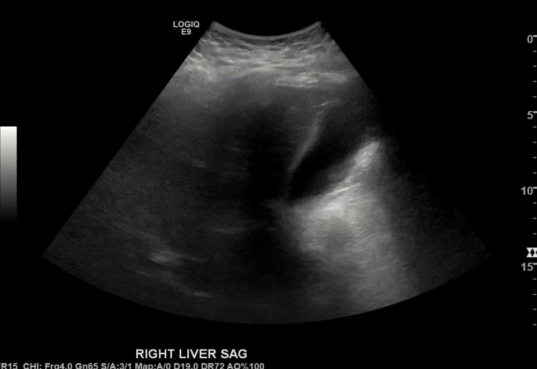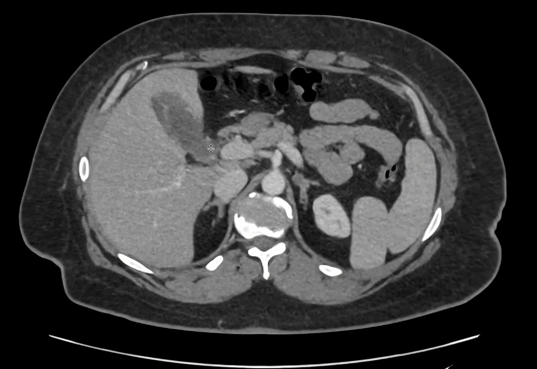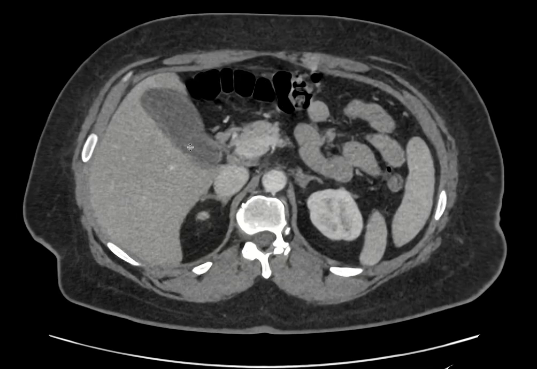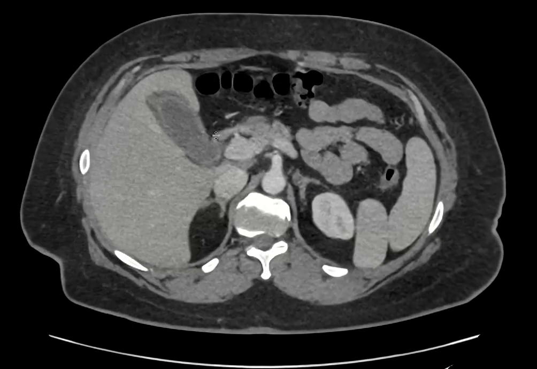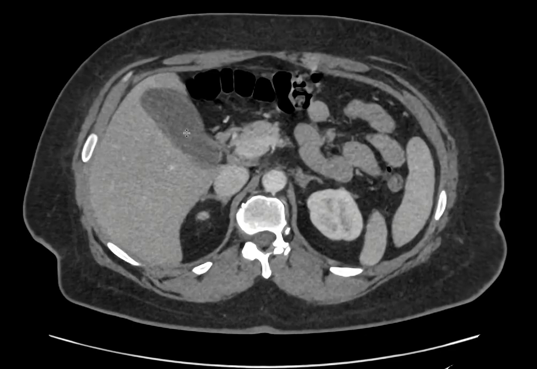Now the reason I'm showing this particular case is because this patient ended up having a CT scan as well, and here you can see the gallbladder, but the gallstone is not very well appreciated on CT, and that's because the gallstone itself is isodense to the bile.